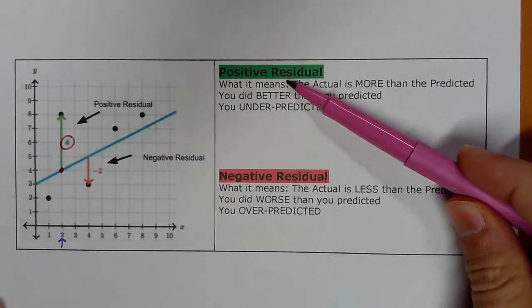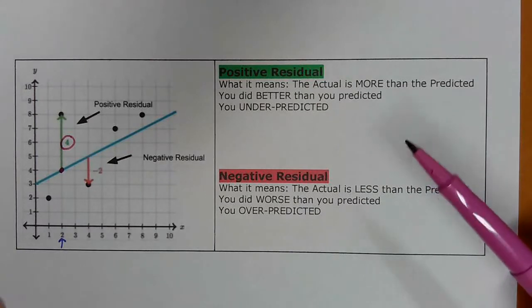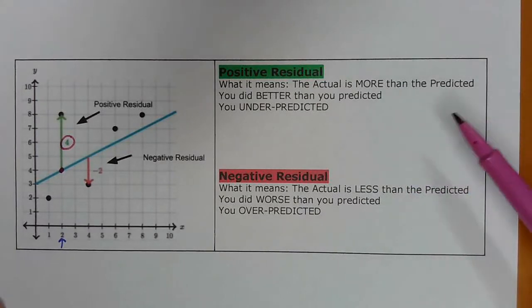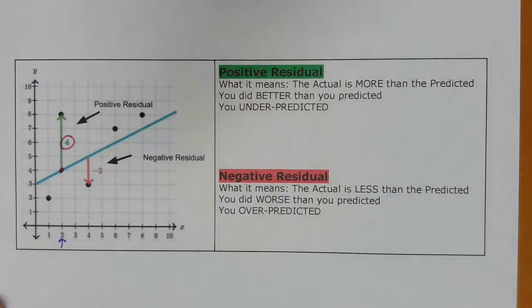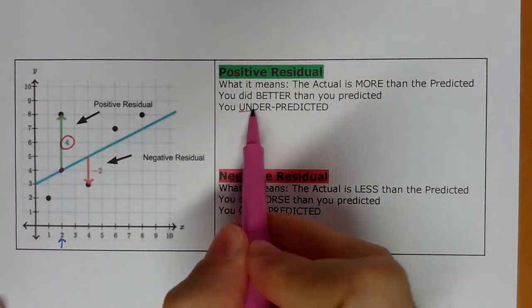So what does a positive residual mean? It means that the actual is more than the predicted. You essentially did better than you predicted. So if you have a positive residual, you're doing better than predicted, or you're higher than you predicted. So in a sense, kind of counterintuitive, you underpredicted.